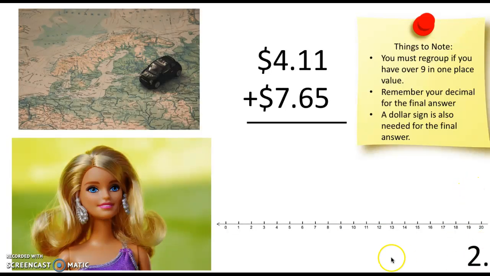Next, you can use your number line again, and there's also the helpful hints up here. So we have $4.11 for a toy car and $7.65 for a Barbie. So find the correct answer.